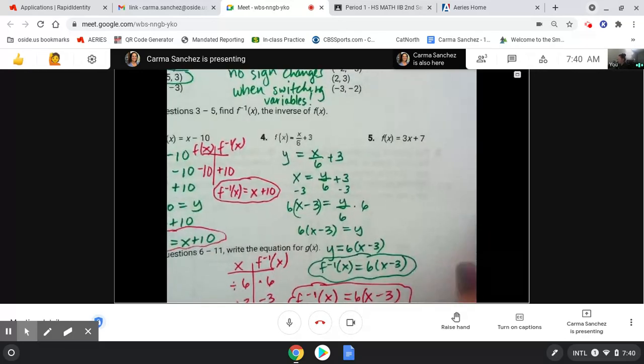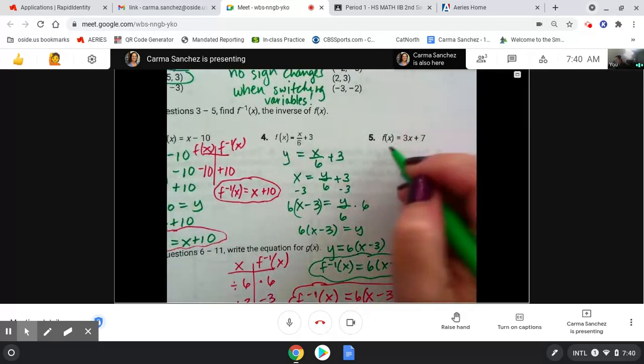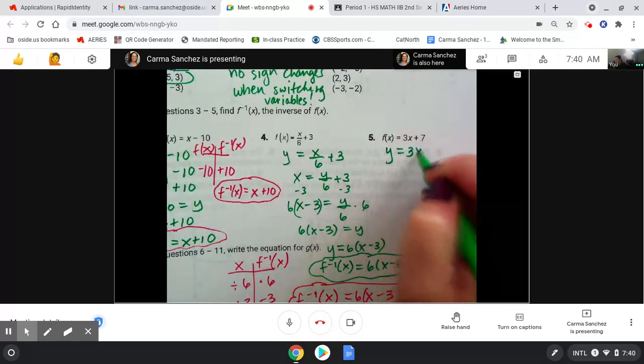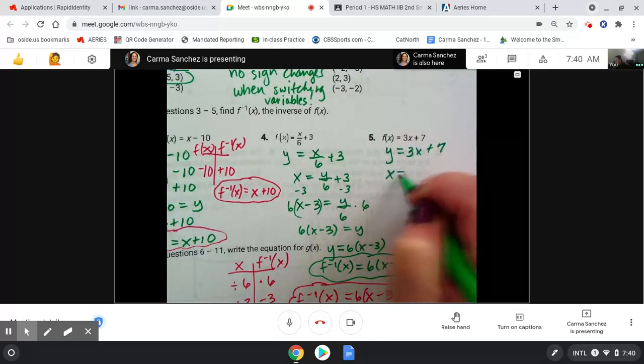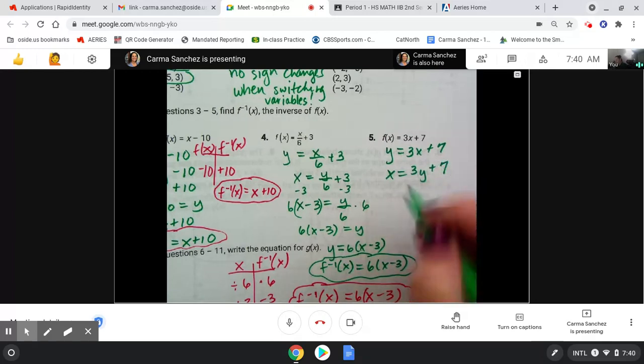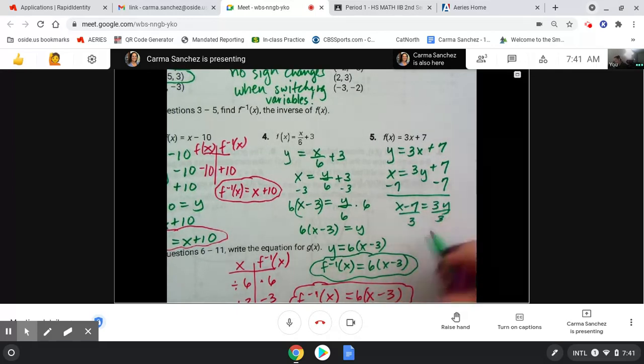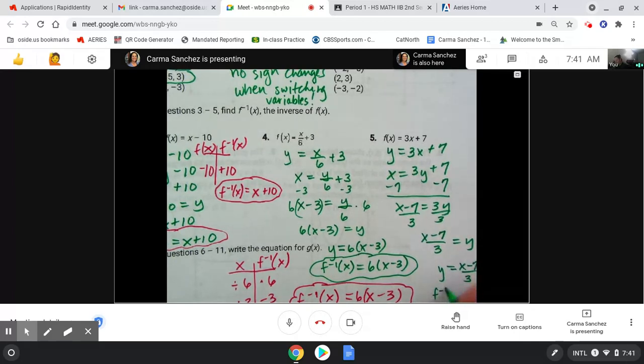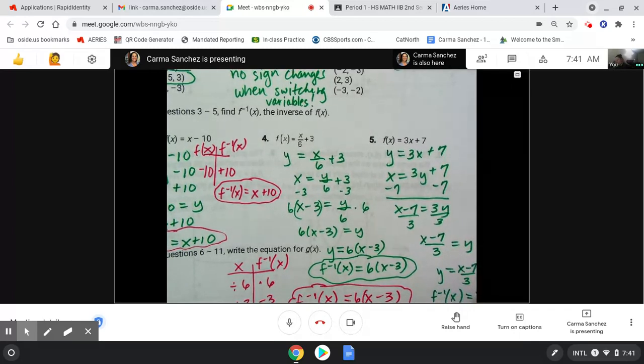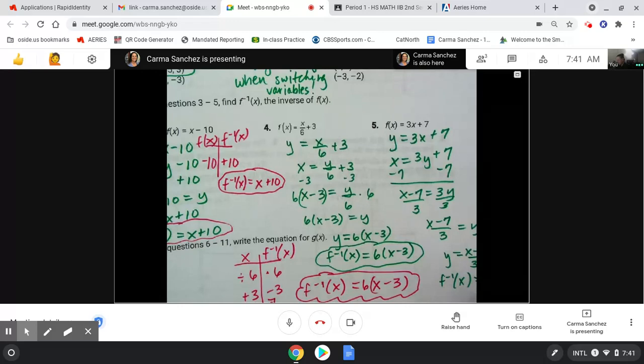Last one on this page, here's number 5. Let's get the y equals before we switch the variables. Then we need to move things around to get y by itself. So let's start by minusing 7 and dividing by 3. So x minus 7 divided by 3, move it to this side, and then f of negative 1 of x equals x minus 7 divided by 3.